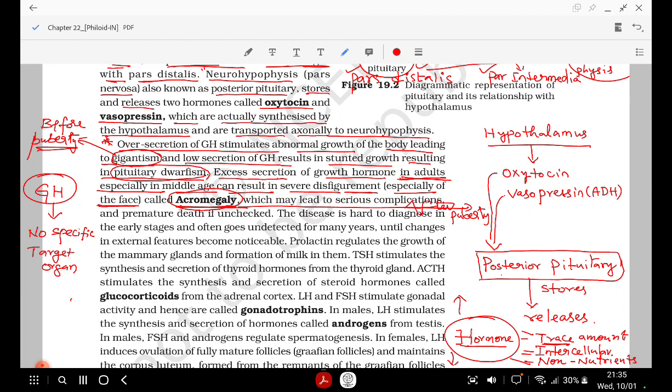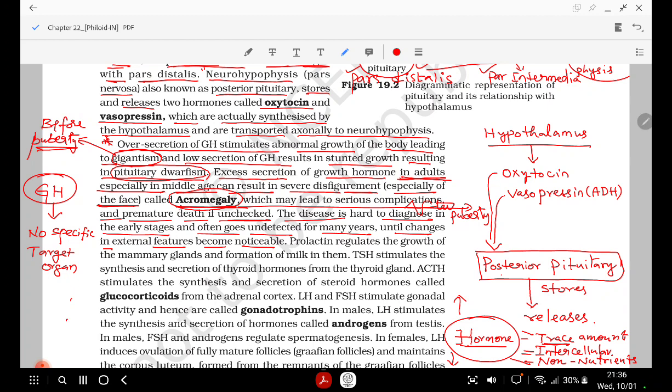So it may lead to serious complications. Acromegaly leads to serious complications, premature death if unchecked. The disease is hard to diagnose in the early stage and often goes undetected for many years until changes in external features become noticeable. That means acromegaly cannot be found till external features are noticeable. In the early stage we cannot detect it, so it may lead to death.